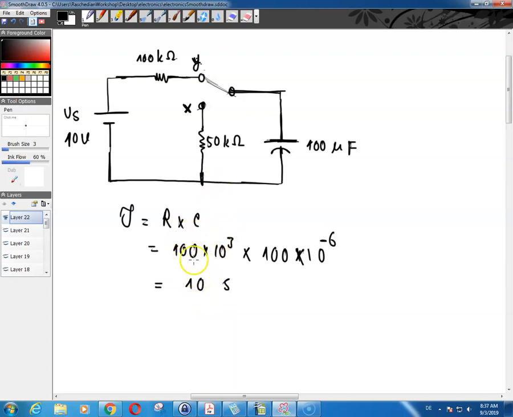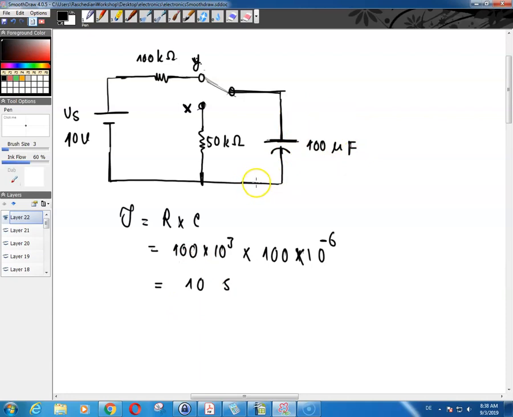So that means that the time constant of your circuit is 10 seconds. 100 microfarad and 100 kilo ohm. Well, your resistor is fairly large, so it takes 10 seconds for your time constant, and for the capacitor to be fully charged, it would take 5 times 10 seconds, which is 50 seconds, around a minute for the capacitor to charge.